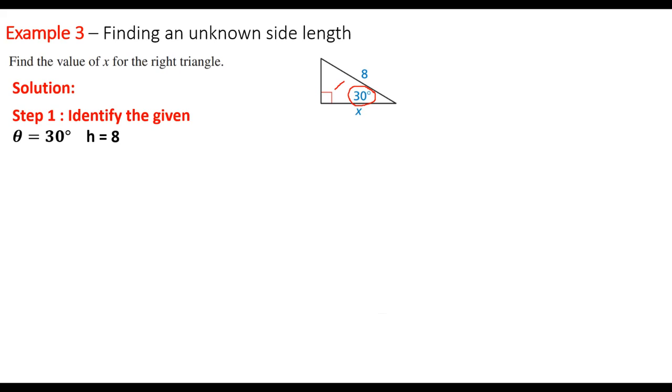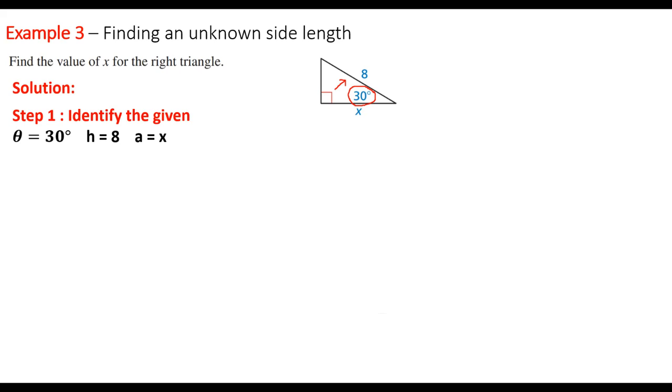In identifying the hypotenuse, we will be using our right angle as our reference. So the side opposite to that right angle will be your hypotenuse. And lastly will be your A, which stands for your adjacent side, which is your x, which is the problem.